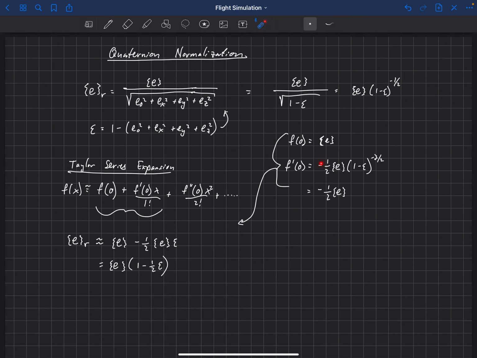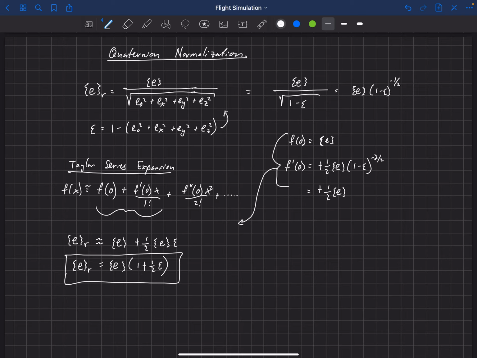Okay, so I actually made a mistake here. When I took the derivative, I did the derivative of the outside, bringing down that minus 1/2 out front, and then e, but then I needed to multiply by the derivative of the inside, which is a minus 1 times epsilon. So that actually makes that a positive, and this will be a positive, and that will be a positive. Okay, so there we go. This is another way to renormalize that quaternion.